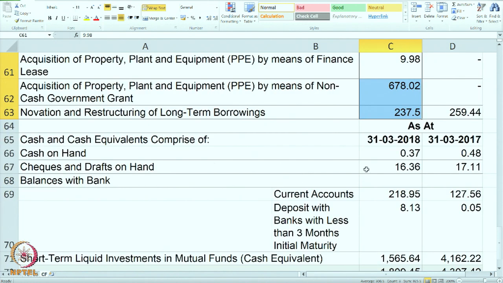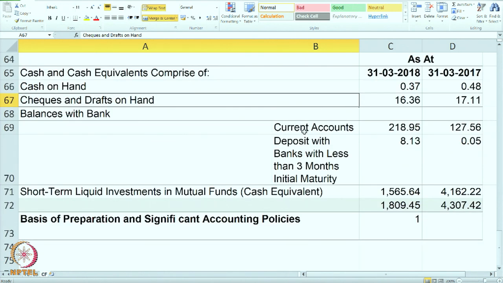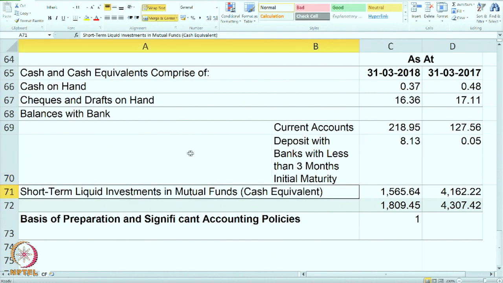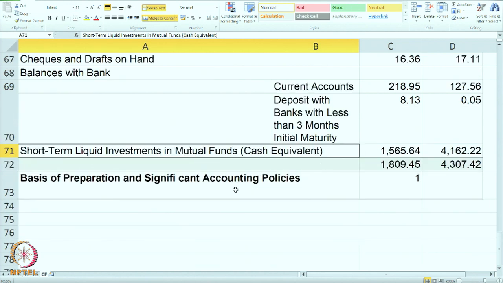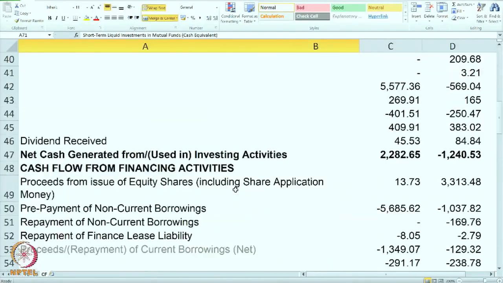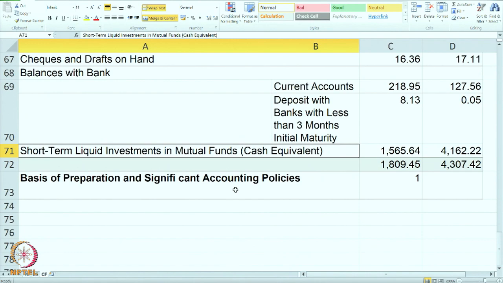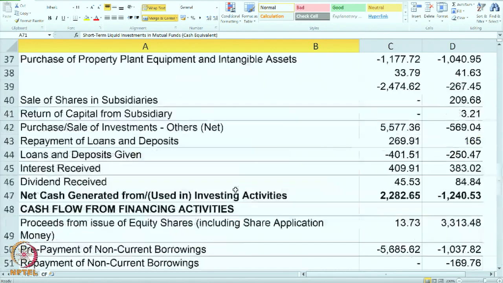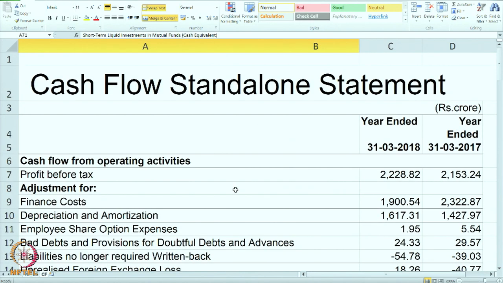Then you get the reconciliation of cash and cash equivalent, which is cash in hand, cash and drafts in bank. Under bank there are two items, current account balances and short term deposits, and short term investments in mutual funds. So, here you get the total. So, are you getting it? It is big, longish, but the study will be very much useful to you to understand the terminology, particularly the cash flow statement. So, we will stop here.